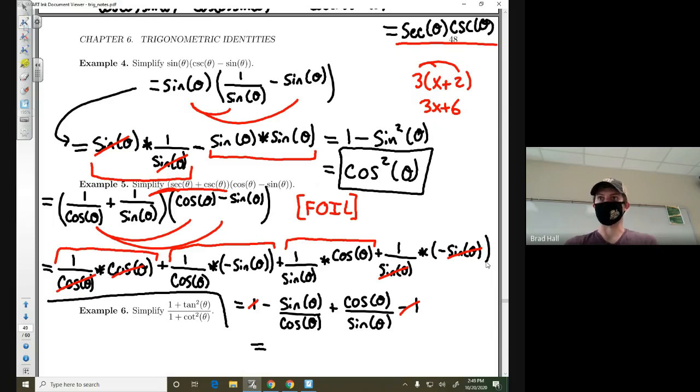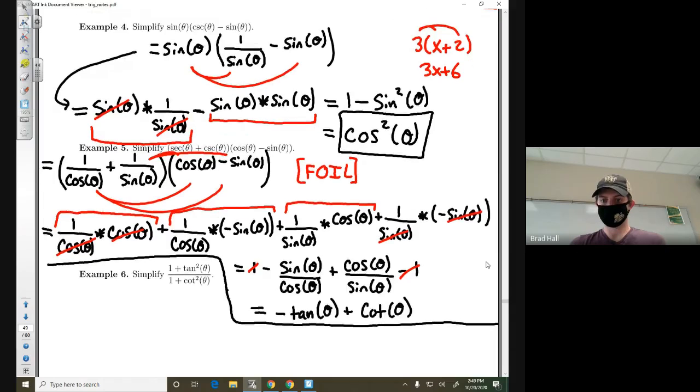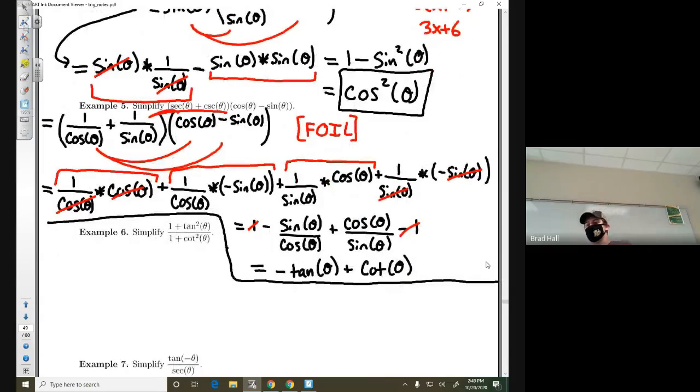So what's sine over cosine? Tangent. Plus, what's cosine divided by sine? That's cotangent. So you could have found the common denominator and simplified it further, and I'm not going to count off if you want to proceed with this problem further.